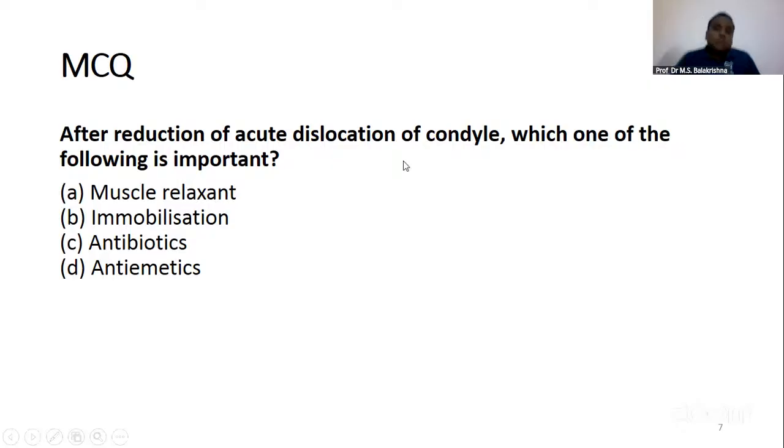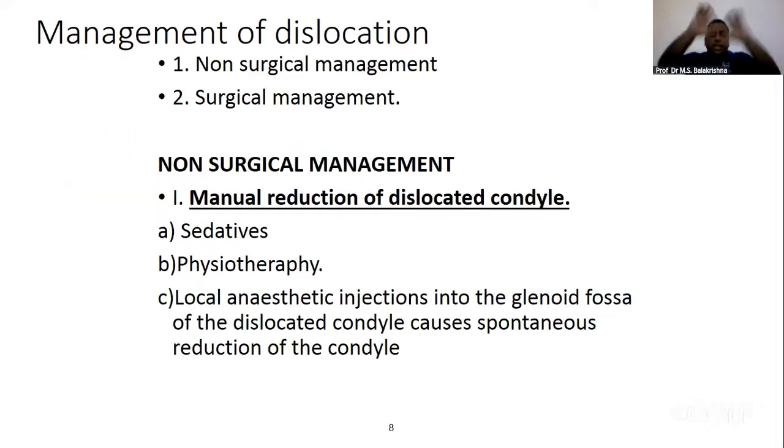Now, once the condyle is dislocated, it has to be brought back to normal position. Then only the treatment starts, right? So for condyle management of dislocation, I'm just going to tell you in and around the topic. For dislocation of the condyle or the mandible, there is non-surgical and surgical management. What is non-surgical management? Manual reduction of the dislocated condyle. You have to manually make sure the condyle comes back to normal position.